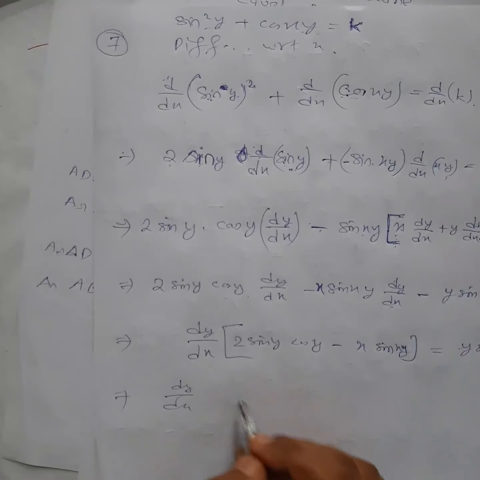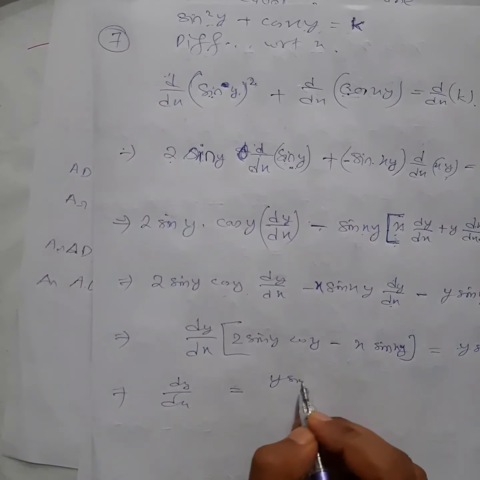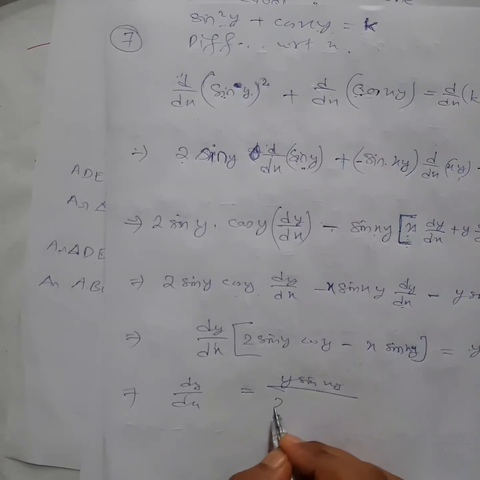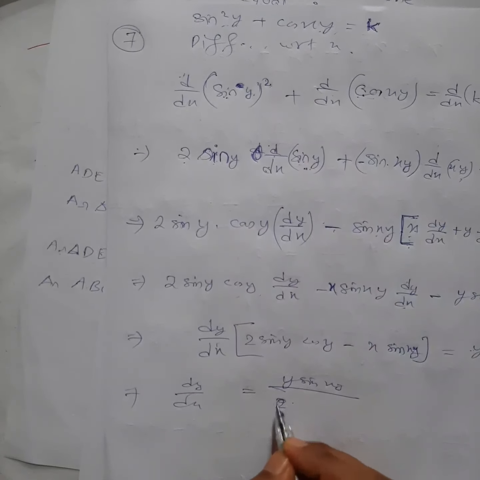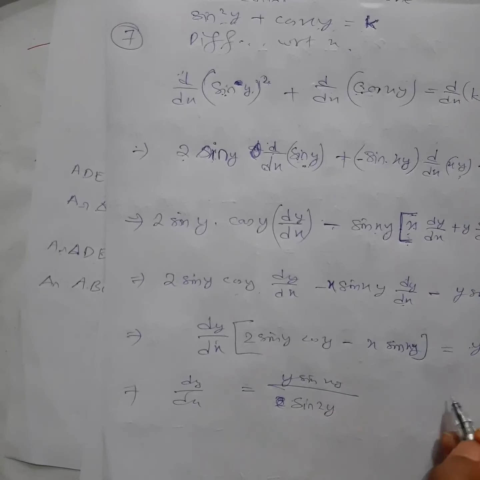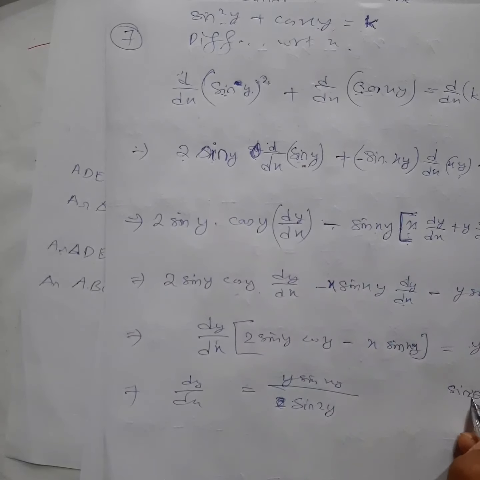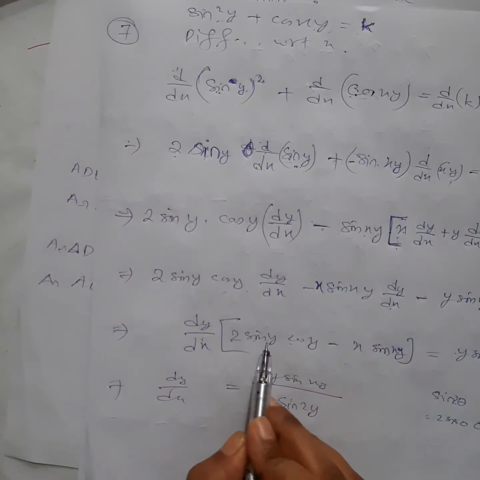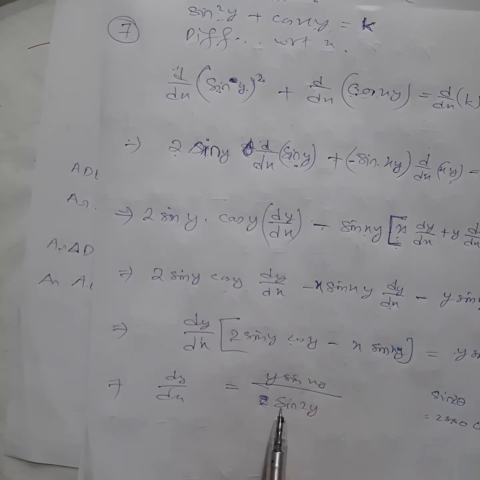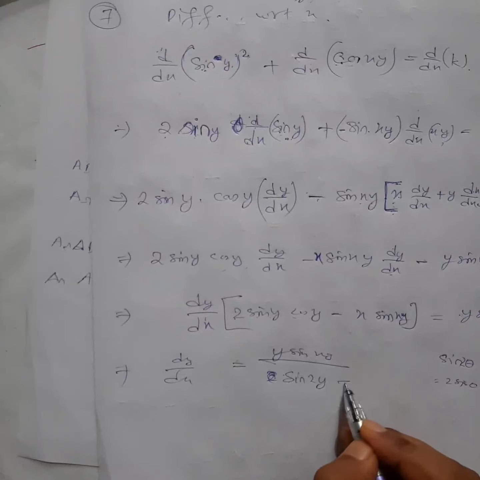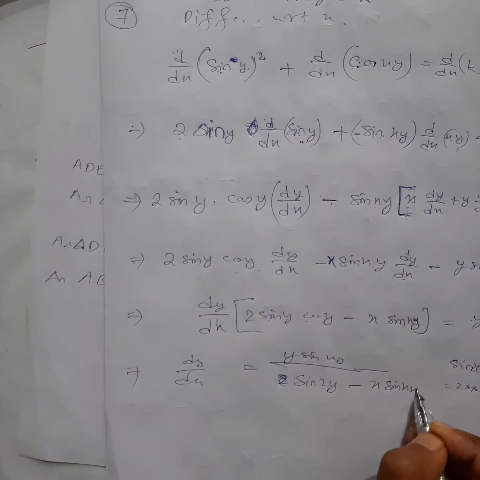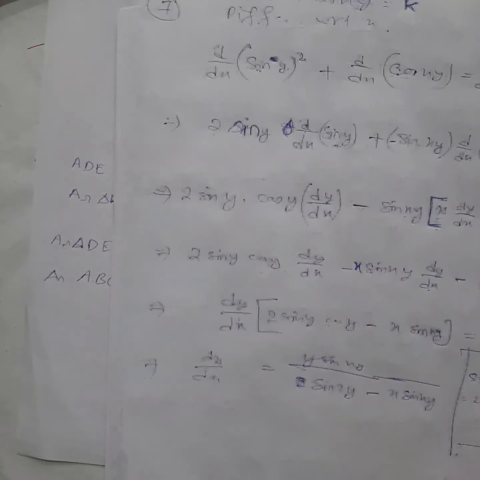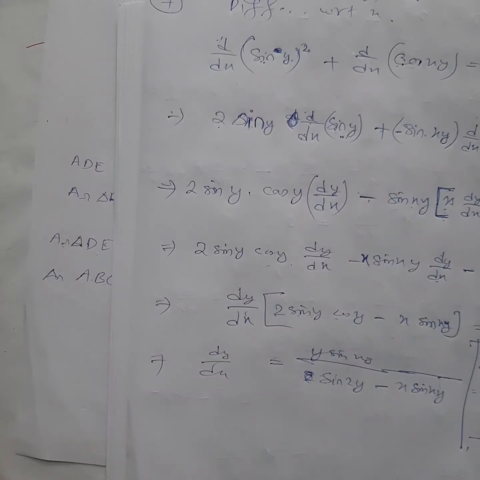dy by dx is equal to y sine xy divided by this, so 2 sine y cos y, can I write sine 2y? Because sine 2 theta, what was the formula? Remember, sine 2 theta is 2 sine theta cos theta, that form, right? This one also is 2 sine theta cos theta, this is your theta here, so sine 2 theta. Minus, just to make it short I have written it like that, x sine xy, that's it. Next ones are also exactly the same.